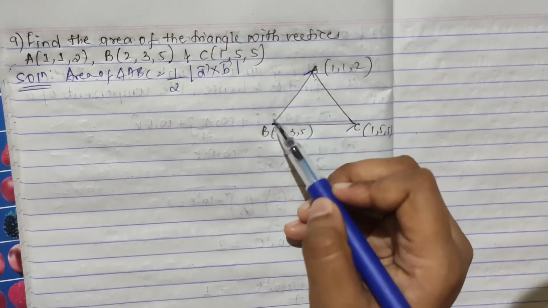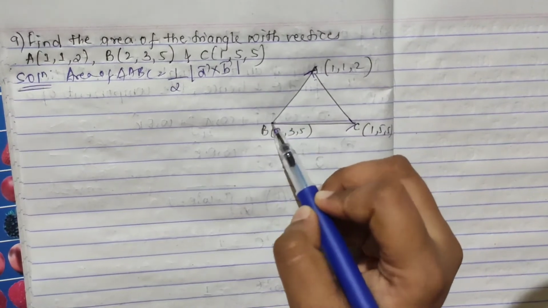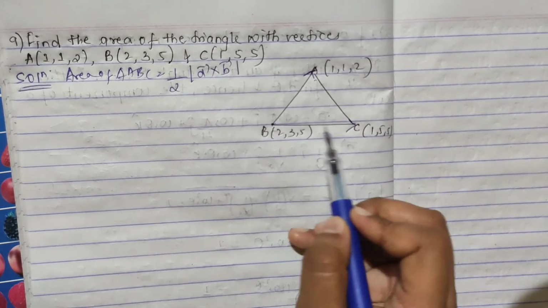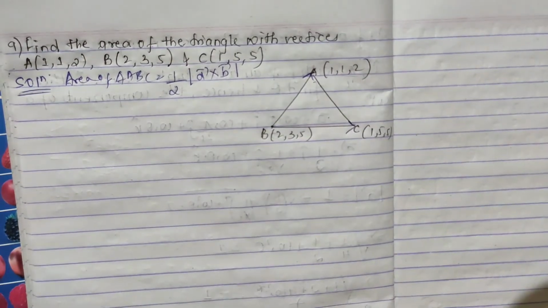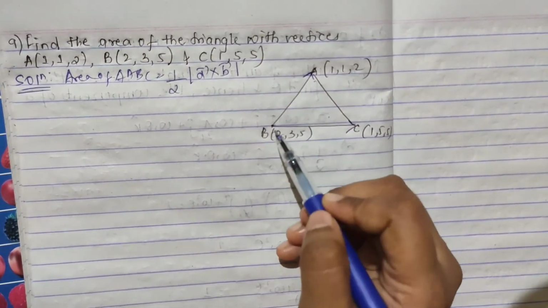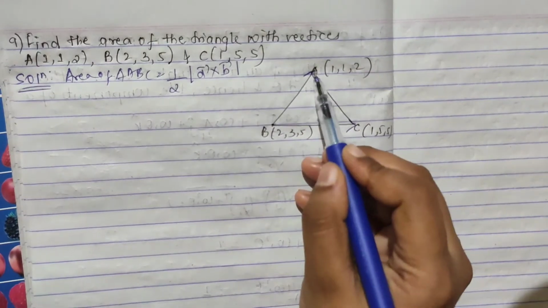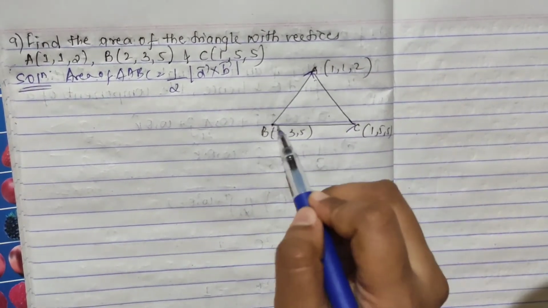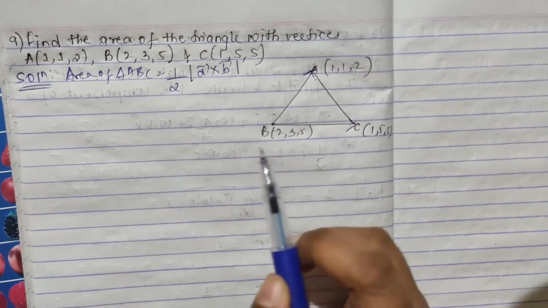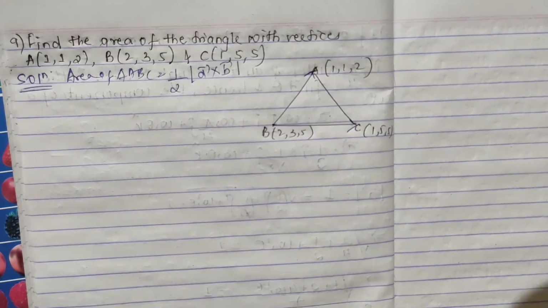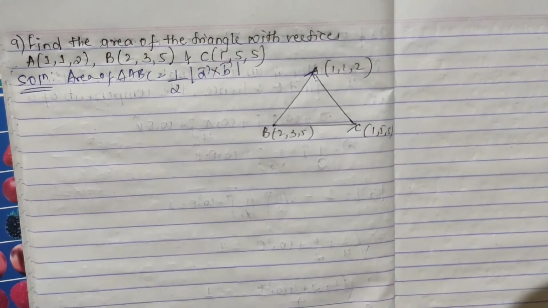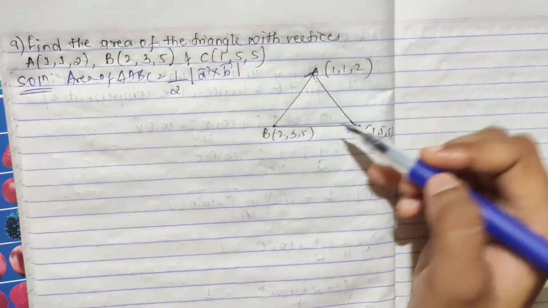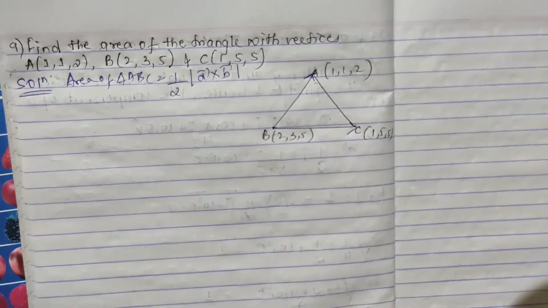The initial point of vectors A and B is B, so B is the common initial point. So I can take vector A as BA, and vector B as BC. If you had one more vector C, it would be CA or AC. So we'll see first how we can do this.